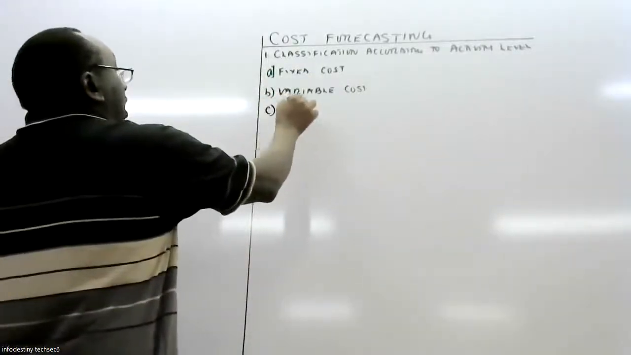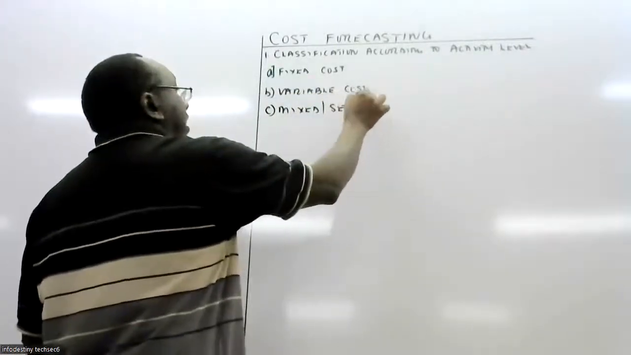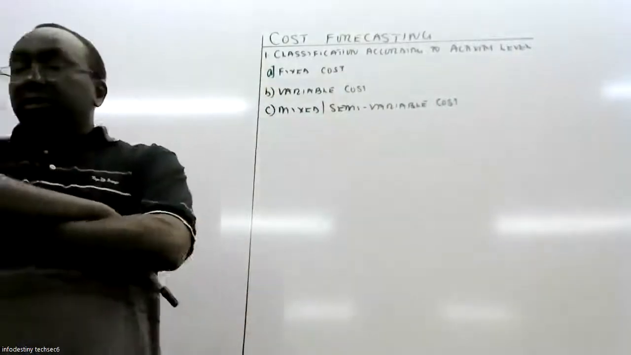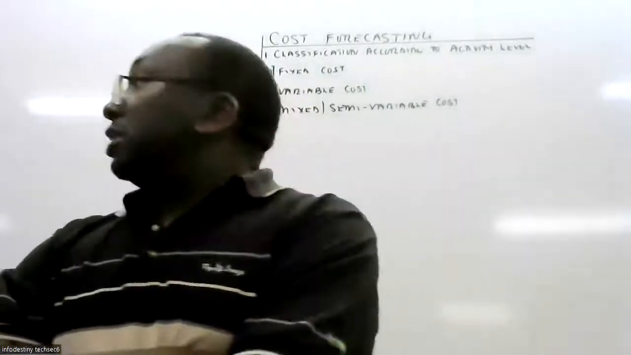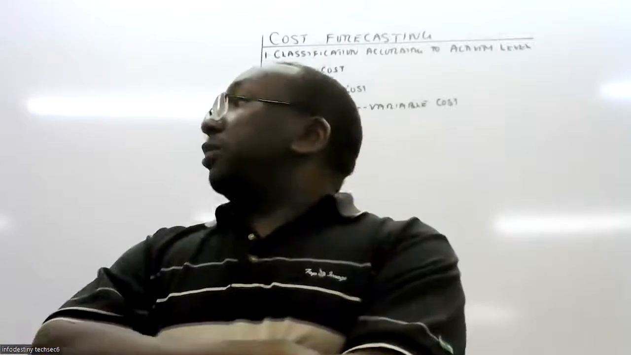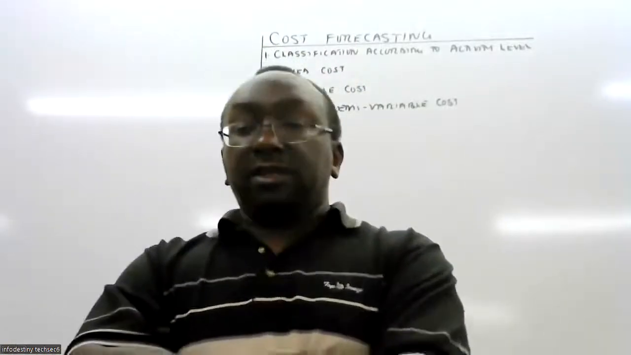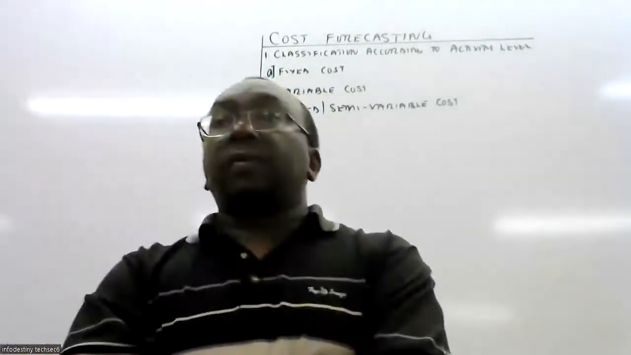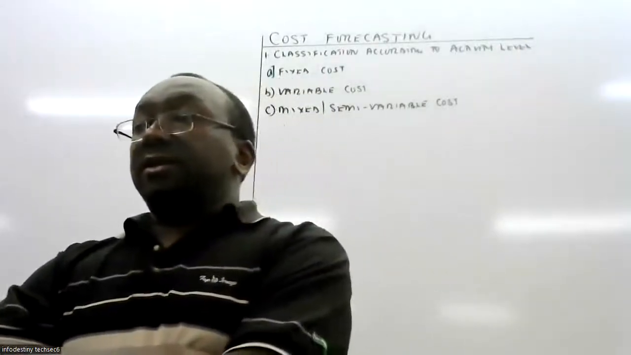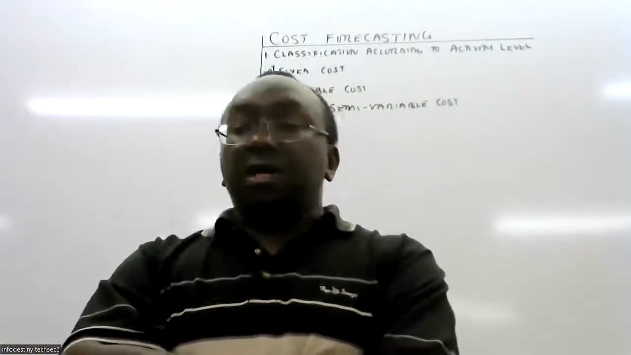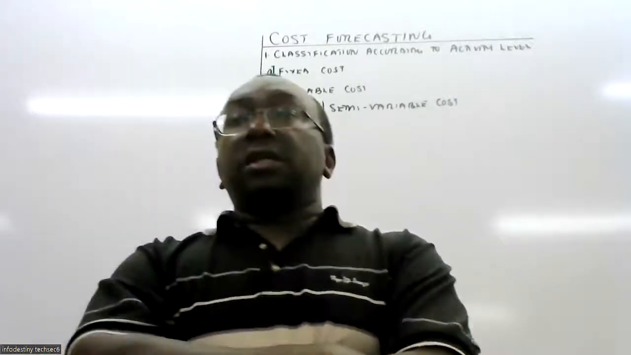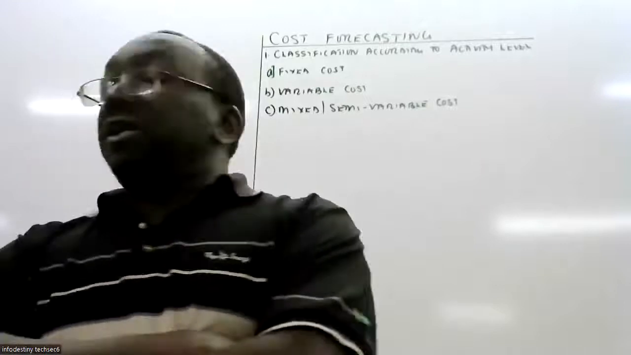C, we have mixed or semi-variable cost. We write that this is a cost which contains both fixed and variable components. Unless otherwise stated, the two components are separated using the high-low method.